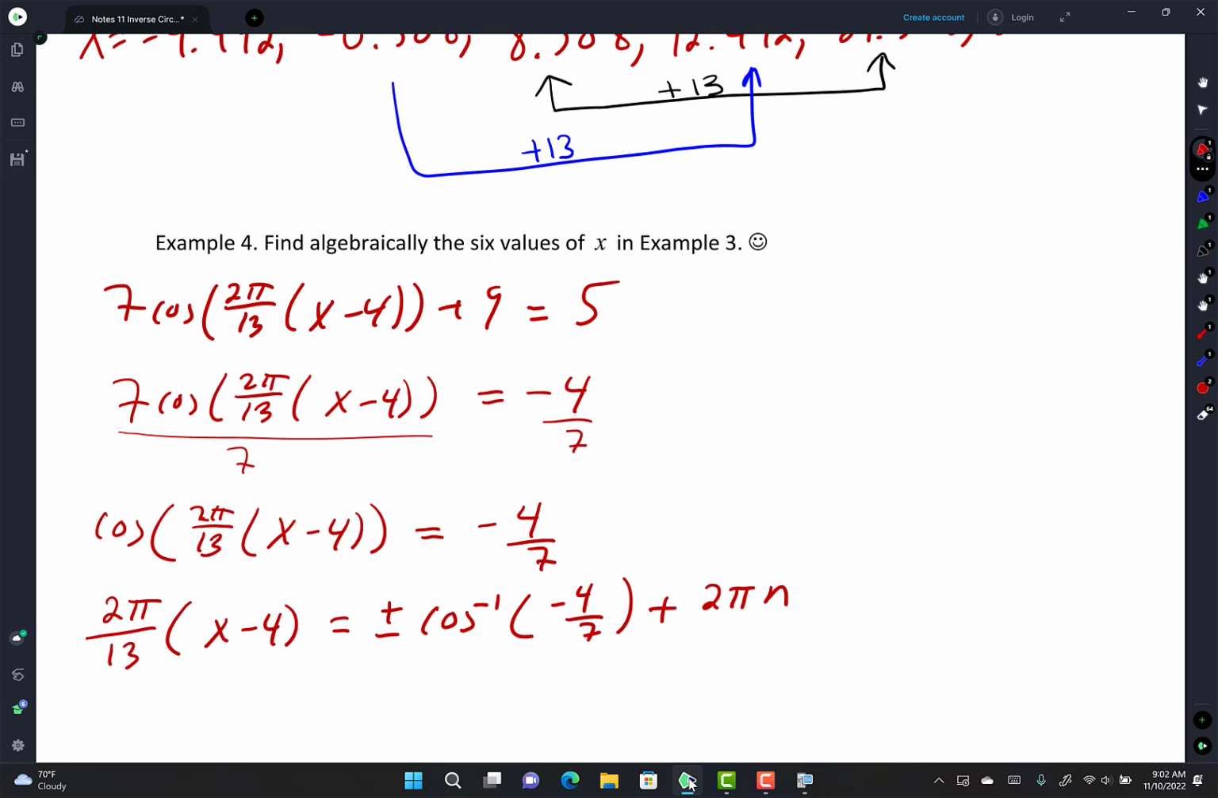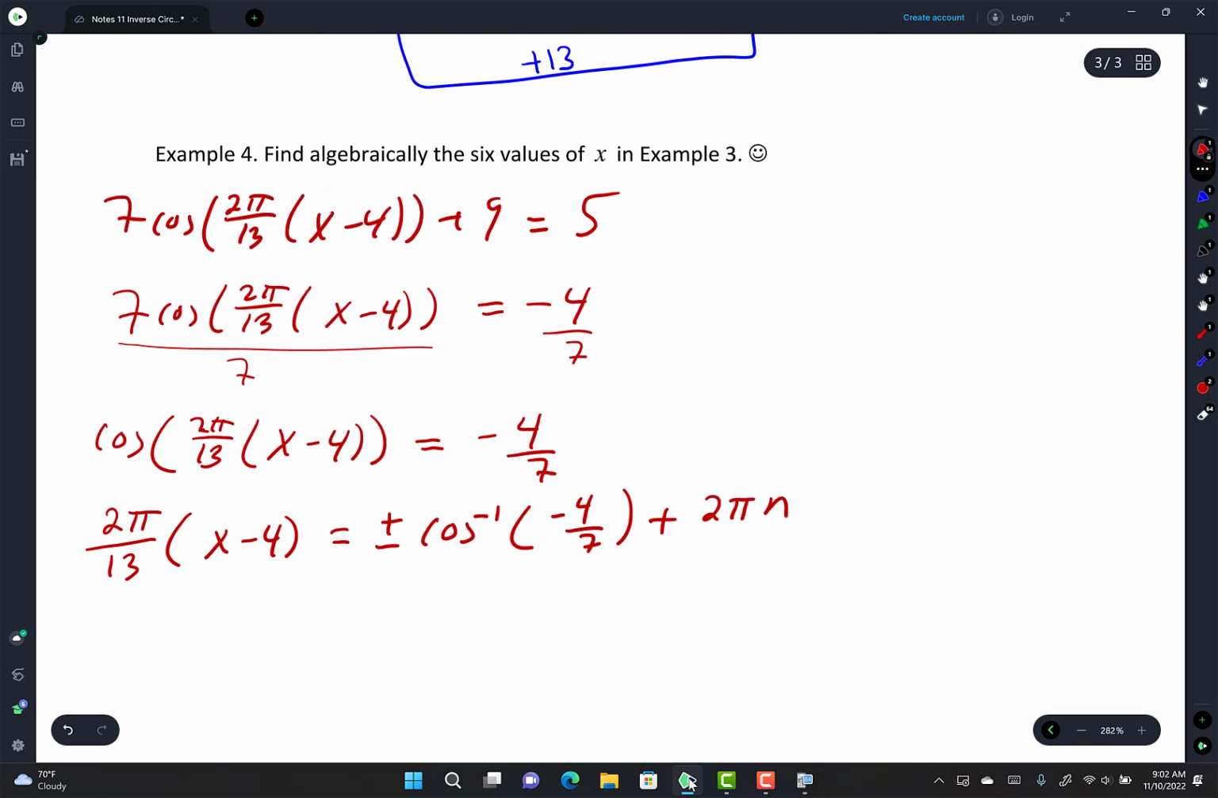All right, next, I need to get rid of the 2 pi over 13. You can say divide by 2 pi over 13, but usually when you have a fraction, you multiply by the reciprocal to get rid of it. So we're going to multiply by 13 over 2 pi. Whatever you do to one side, you have to do to the other.